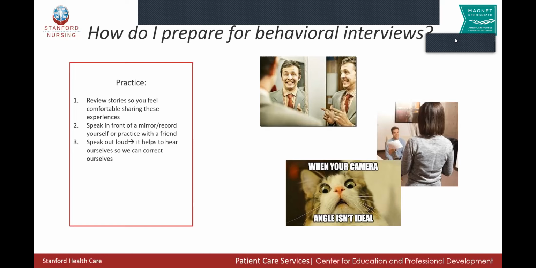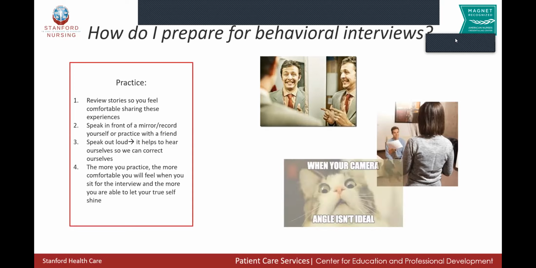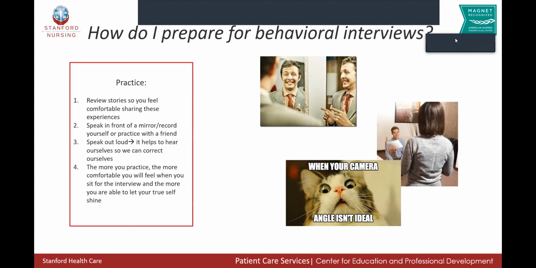Look at yourself in the mirror and see how your face is changing while you're telling your story, and then maybe think, oh, okay, maybe I need to slow down a little bit. Maybe I need to calm my face a little bit. I'm a little too excited, or I'm not showing enough energy. And the more you practice, the more comfortable you're going to feel when you sit for the interview, because people are going to really be able to hear you, and you can showcase your abilities, and we can see your personality.